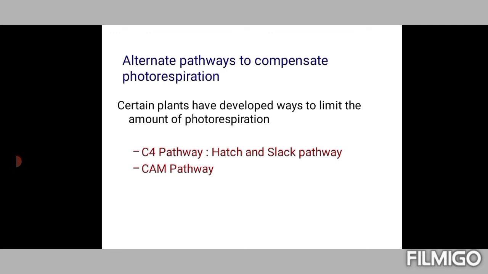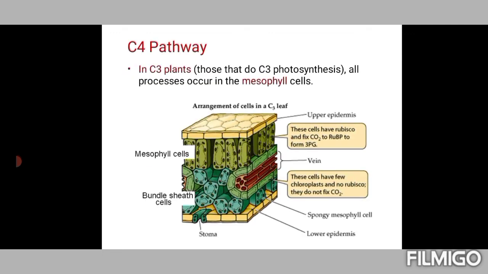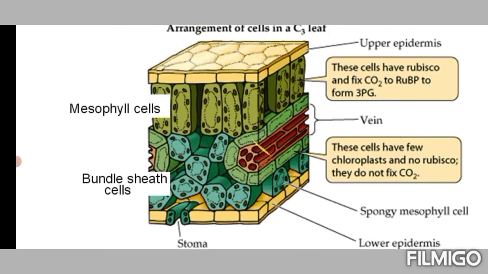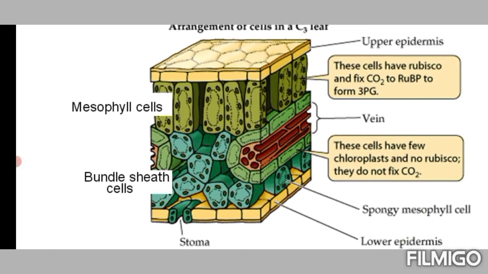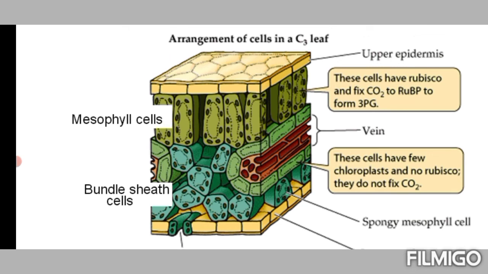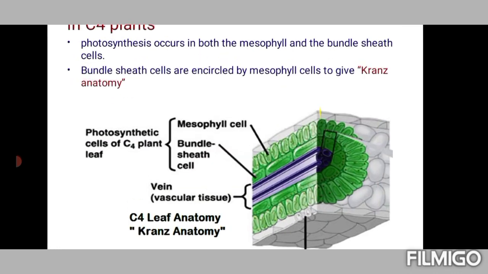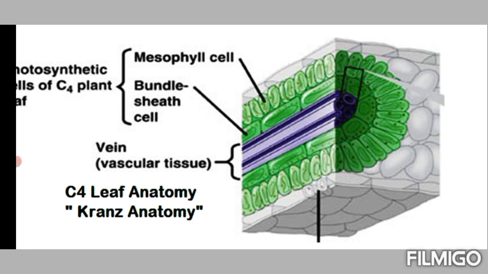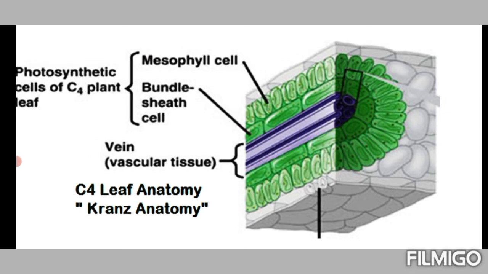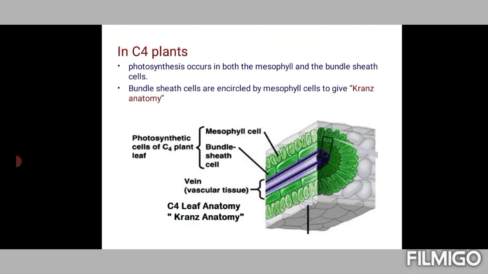Now, first of all, the C4 pathway, or the Hatch and Slack pathway. Before we go on to see the C4 pathway in detail, we have to be aware of what C3 plant or leaf anatomy is. These are mesophyll cells here, then bundle sheath cells here. This is the arrangement we can see in a C3 leaf, whereas in C4 plants the arrangement is a bit different. The mesophyll cells encircle the bundle sheath cells, and this is called Kranz anatomy. Kranz stands for crown, so this is a crown-like arrangement. Kranz anatomy is characteristic of C4 plants, and in C4 plants the bundle sheath cells are plentiful in Rubisco.